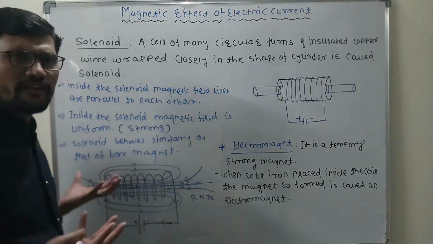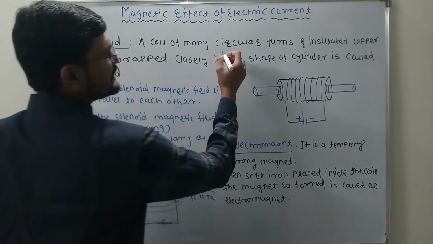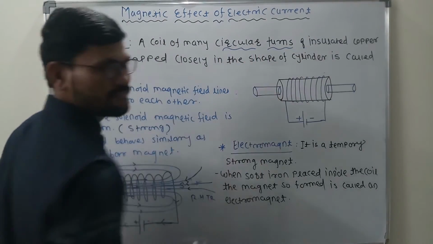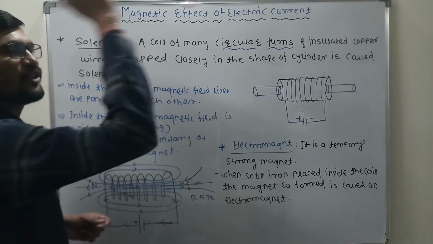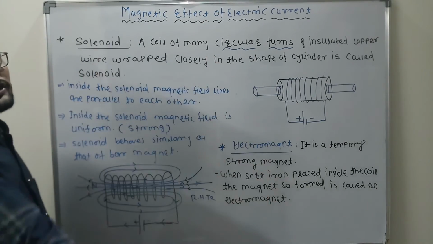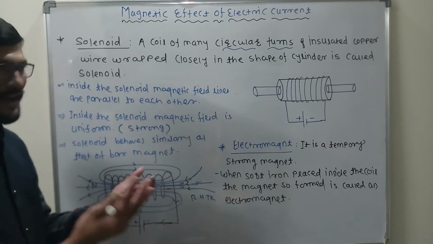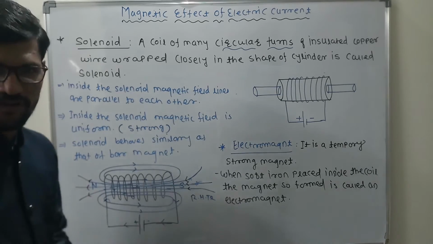Clear? But now what I wanted to do is, if suppose I wanted to increase the magnetic field, how can I increase it? By doing one thing, just increasing the circular turns. If you increase the number of turns of that copper wire, the magnetic field will automatically increase. And also by increasing the current through the solenoid, a stronger magnetic field can be achieved.